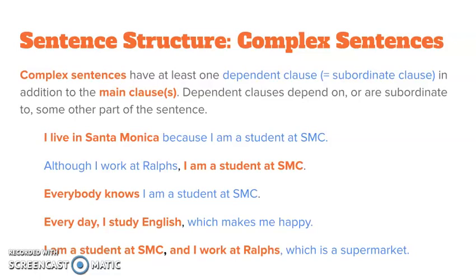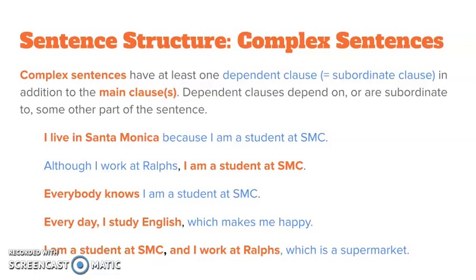Okay. However, there are different ways to put together sentences. Instead of having two main clauses, you could actually have one main clause and then you might have another clause, but it's part of something else in the sentence. It's dependent on something else in the sentence. So complex sentences have at least one dependent clause, otherwise known as a subordinate clause, in addition to your main clause. So what makes them dependent is that they depend on something else in the sentence. They are not main, they cannot stand by themselves.